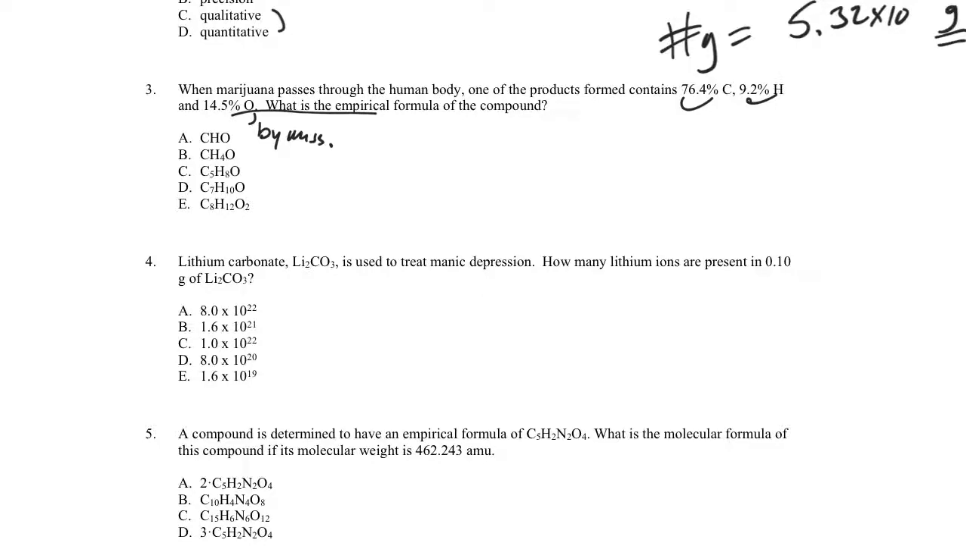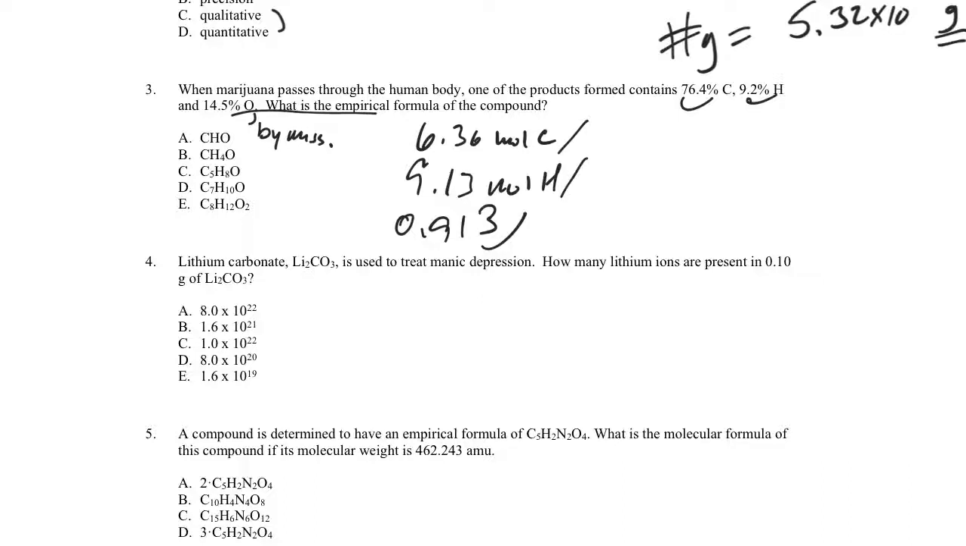76.4 divided by 12.01. That's 6.36 moles of carbon. I'm going to take the 9.2 divided by 1.008. That's 9.13. And then I'm going to take 14.5 divided by 16. That gives me 0.913. So this is definitely the smallest. This looks like it's going to be 10.